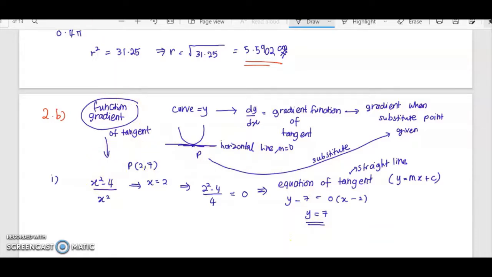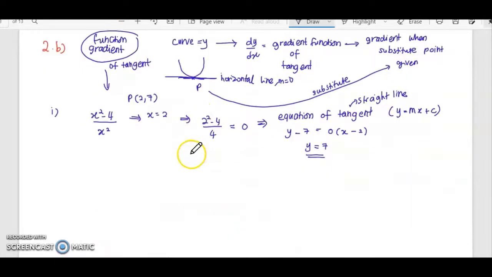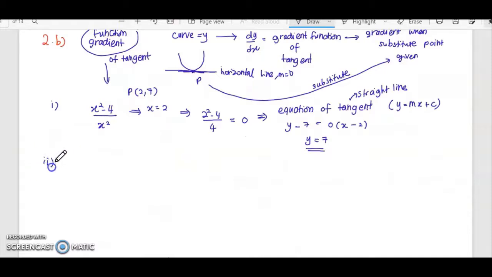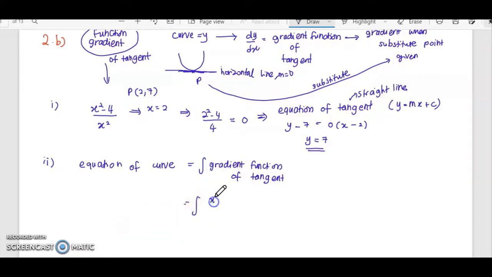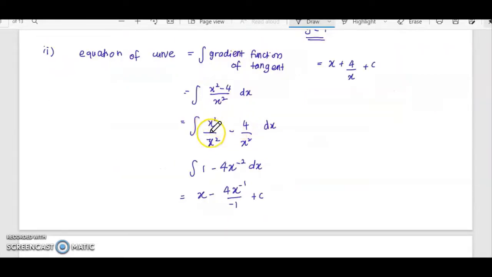Okay, next question asks you find the equation of the curve. So nak dapatkan balik equation of the curve, kita kena integrate. Integrate apa? Kita integrate gradient function of tangent. So, what we have to do now is we integrate (x square minus 4) over x square dx. Okay, so kita pecahkan dia x square over x square minus 4 over x square. So, this one dapat 1. So, kita akan integrate 1 by 1.